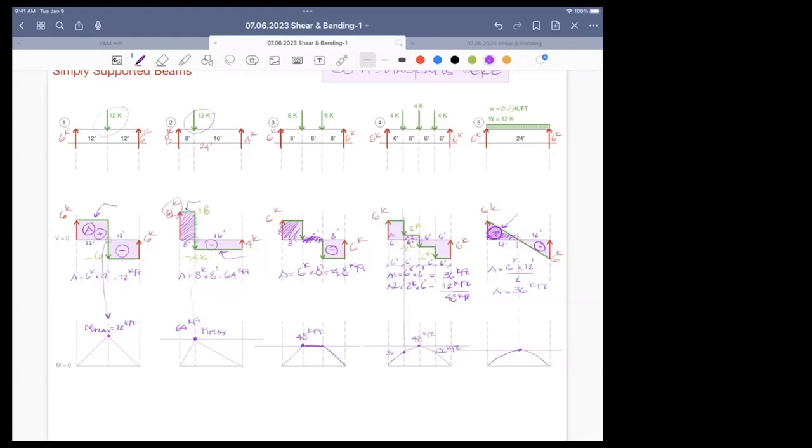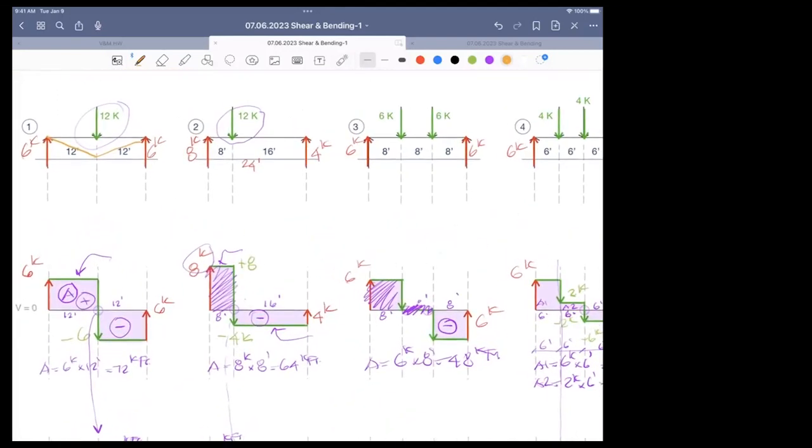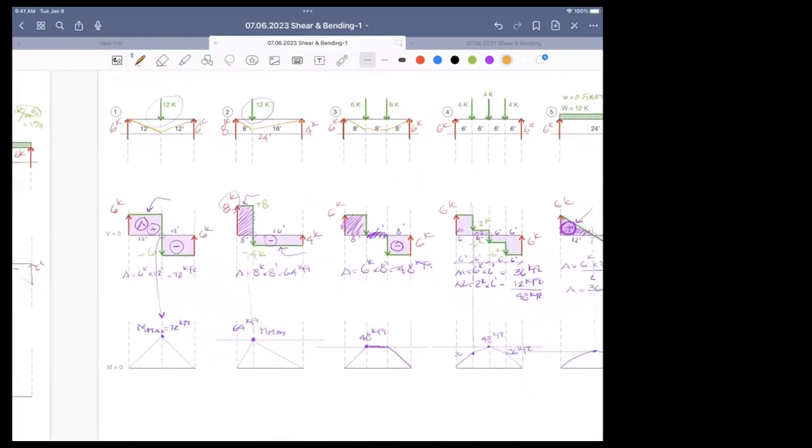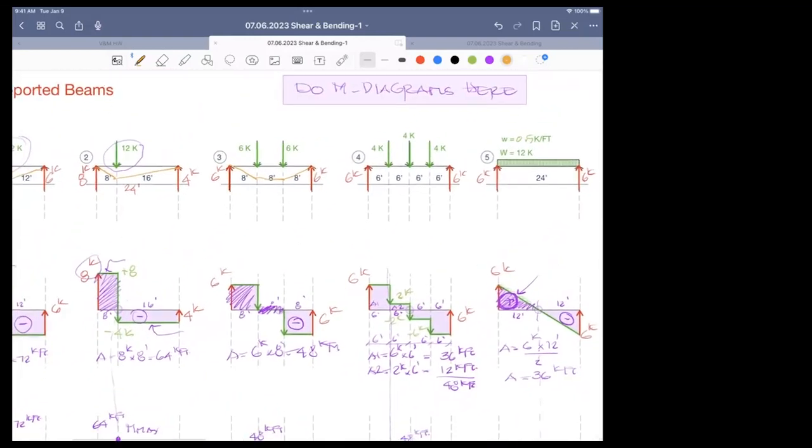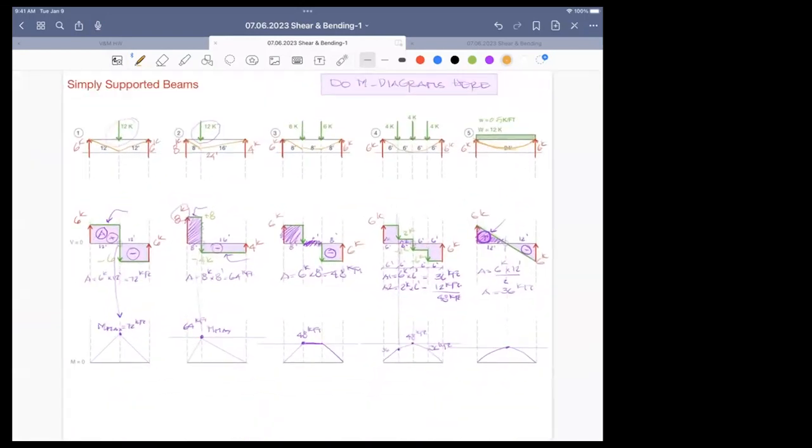I'm back here, and I would like to say this guy deflects like that. This guy deflects like that. This guy will deflect like that. So the deflected shape is a mirror pretty much of the moment diagram. Check it out. This one does that, and then a little bit, and then a little bit, and back. And the uniform load does that. That's the deflected shape.